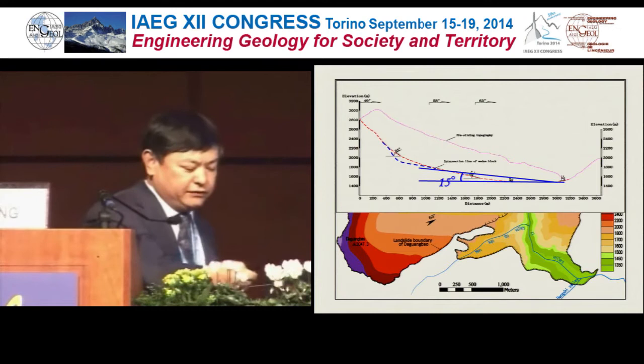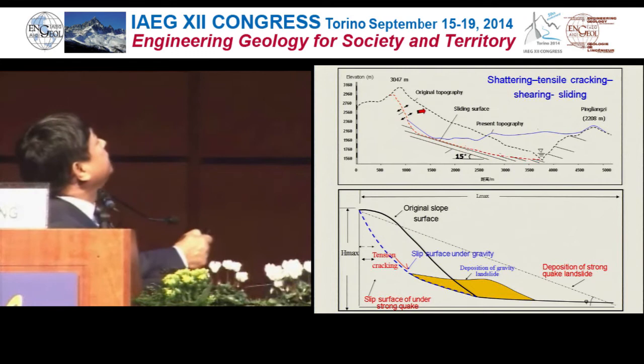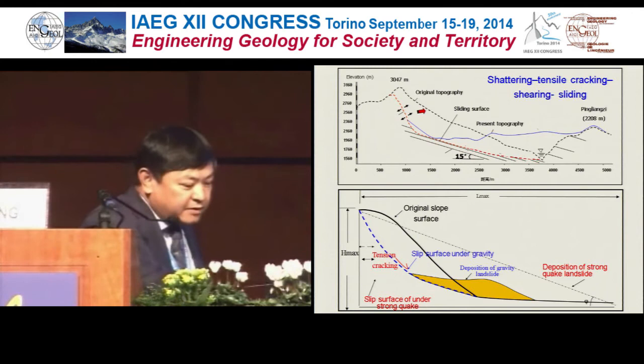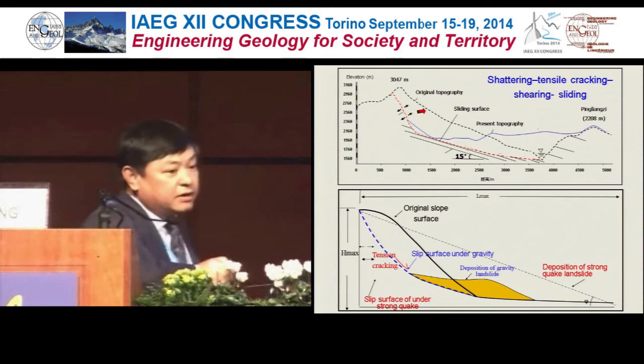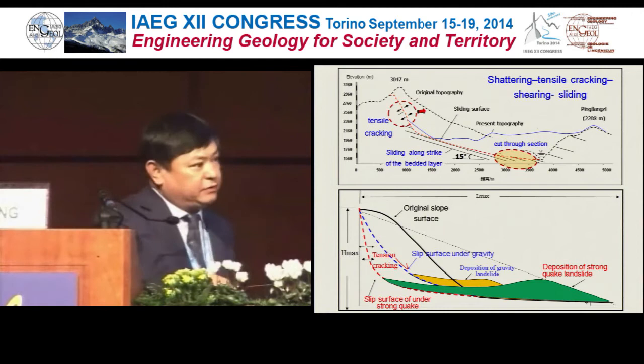And this is the model. We conclude for this kind of landslide. Firstly, it has a very steep and high backscarp, so it shows tensile cracking. And secondly, sliding along rock bedding. And thirdly, it will cut through the rock bedding in the front of the landslide. So this is the basic model for such kind of landslide in this area. And it dominates the type of landslide in this area.